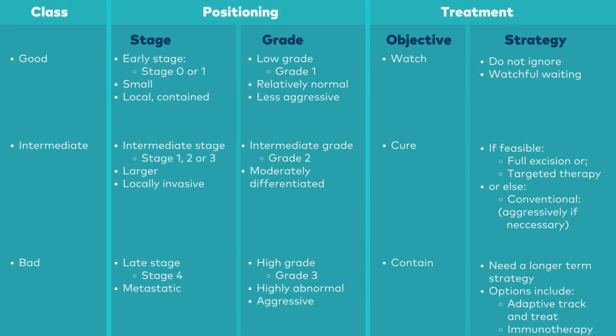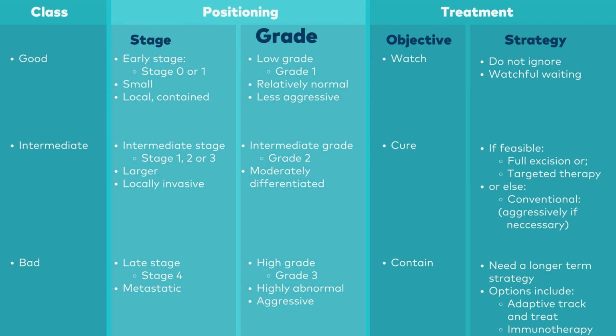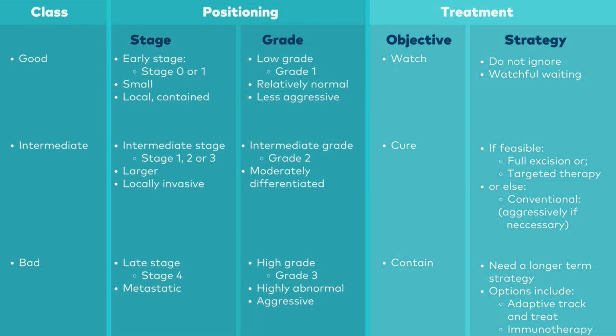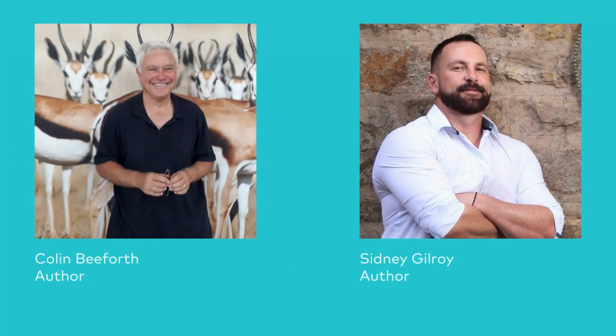And here then is the full summary roadmap showing each class of cancer, good, intermediate, and bad. And for each class, its positioning in terms of stage and grade and treatment considerations, objective and strategy. So that concludes the KTE model and its implications.